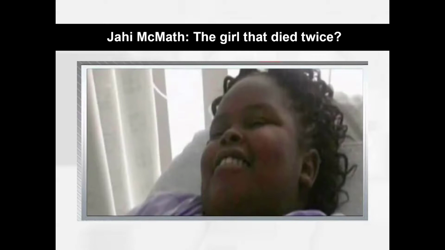Even more recently, we had the case of Jahi McMath, who was a young 13-year-old girl who went in for a tonsillectomy, and in the recovery room, her stitches came undone. She bled out into her throat, and by the time they stabilized her, she was unfortunately declared brain dead.